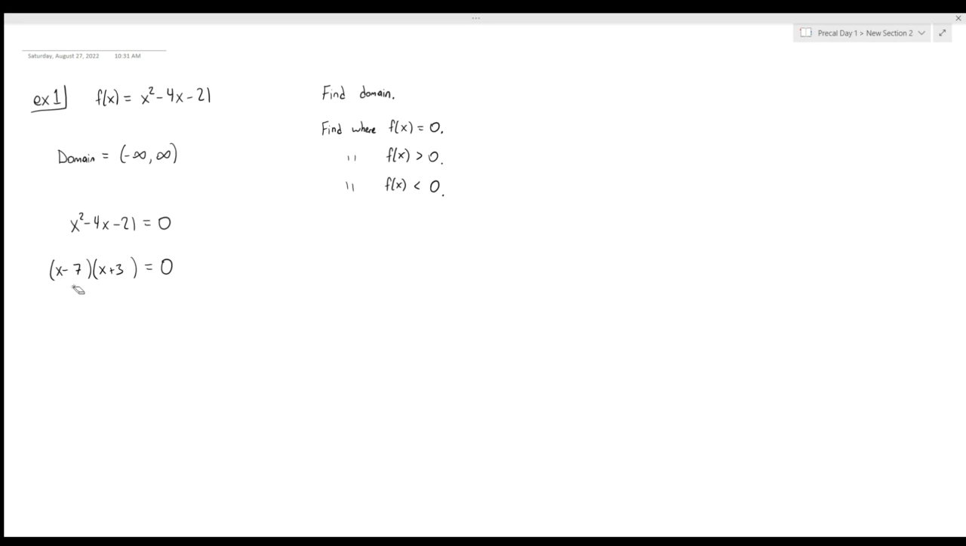So minus 7 and plus 3 multiply to be negative 21. They add to be negative 4. So that's how you figure out the two numbers that you need. So then from here, we see that there's two solutions to this equation. If x is equal to 7, or if x is equal to negative 3, those are the two values of x that will make this equal to 0.